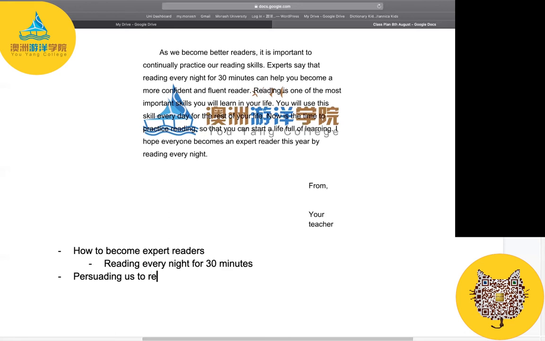I'm going to say persuading us to read more. Okay? More than 30 minutes. Just persuading us to read more, in general, like 1 hour or 2 hours. Yeah, that's good. But we need to give a summary sentence. What's the shortest way we can say what the letter's trying to persuade us to do? Simply to read more. Okay? And it's given us advice.